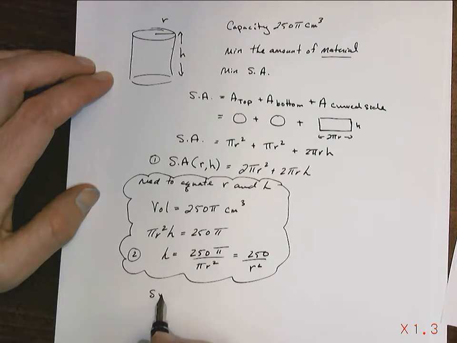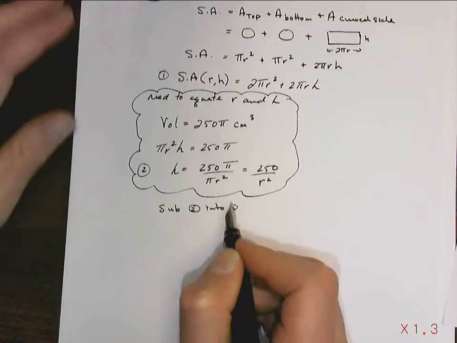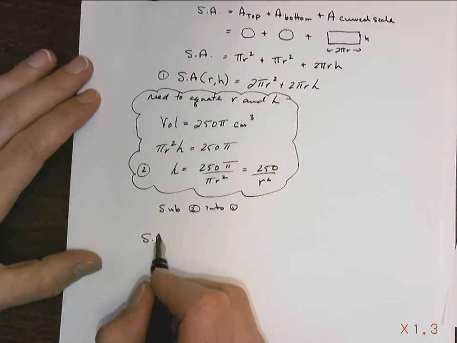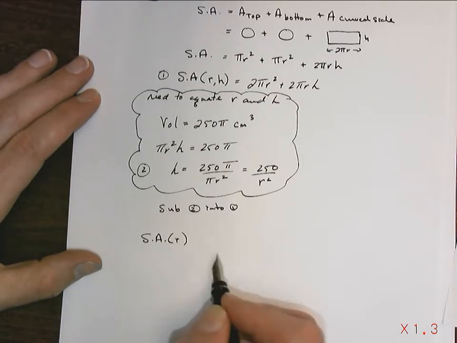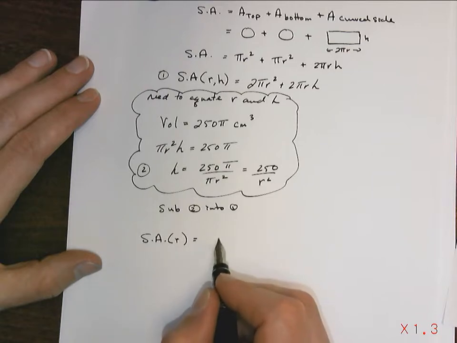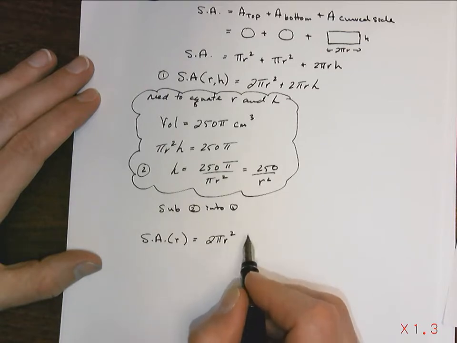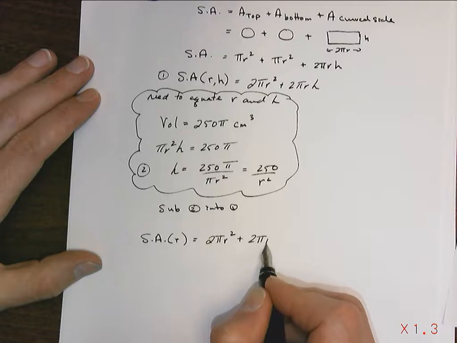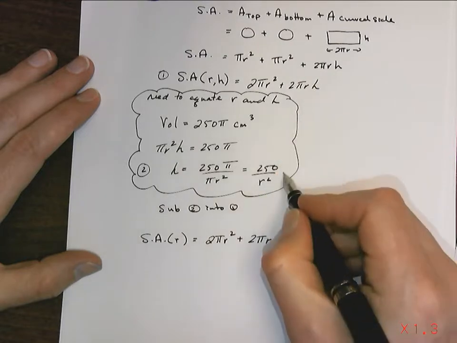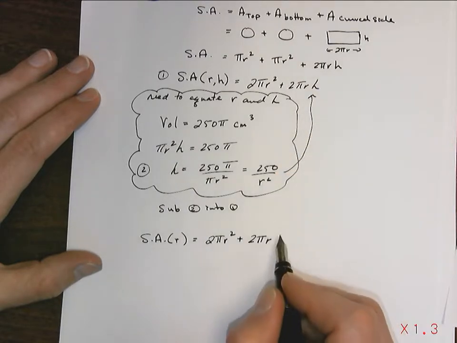So we're going to sub equation 2 into equation 1, and what that's going to do is give us surface area in terms of one variable now, r in this case. So it'll be 2 pi r squared plus 2 pi r. Now instead of h, we're going to plug in our 250 over r squared.